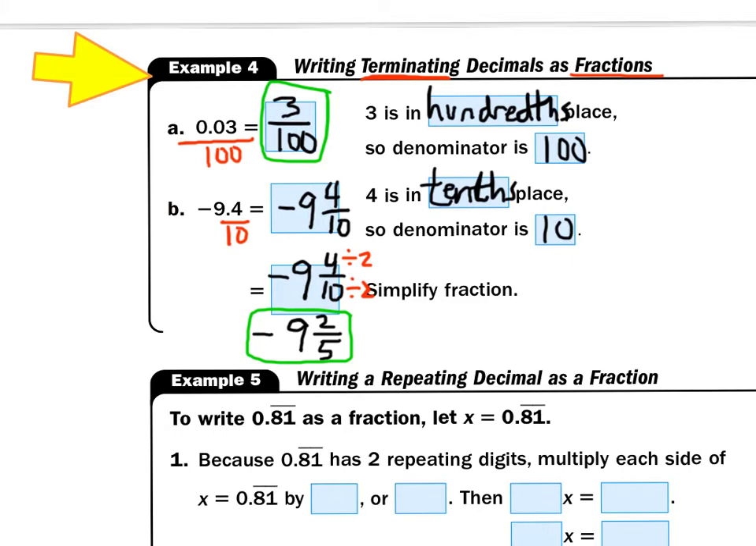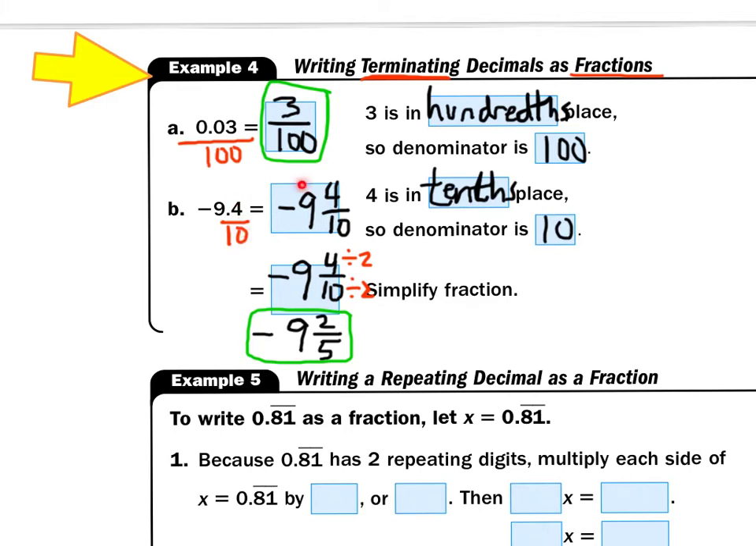Okay, take a look at B, negative 9.4. Well, you should know that 4 is in the tens place, so the denominator is a 10. You can also use a trick with your red pen. Draw the fraction bar. Underneath the decimal put a 1, and underneath the number after the decimal put a 0.